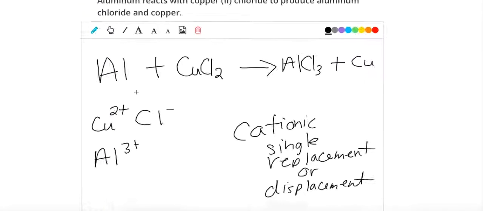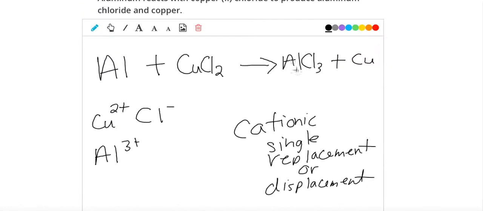So now let's balance it. I've got 1 aluminum, 1 copper, 2 chlorine, and 3 chlorine. The closest number 2 and 3 have in common is 6. So to get to 6, I'm going to go 3 here, 2 here. That's great that we fixed the chlorine, but we just broke the copper and the aluminum. So now I have 3 copper, 3 copper, and 2 aluminum, 2 aluminum. My coefficients are 2Al plus 3CuCl2 produces 2AlCl3 plus 3Cu.